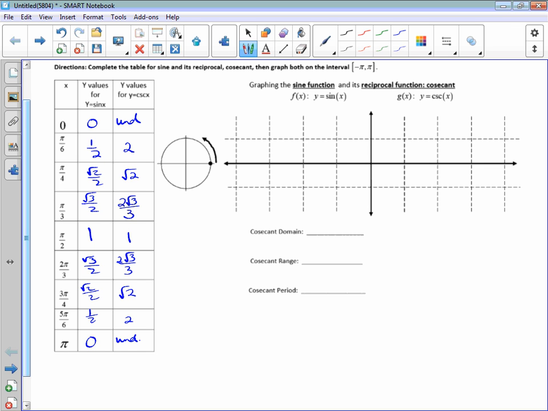Okay. So we remember sine and cosecant, they're connected. That's not bad.